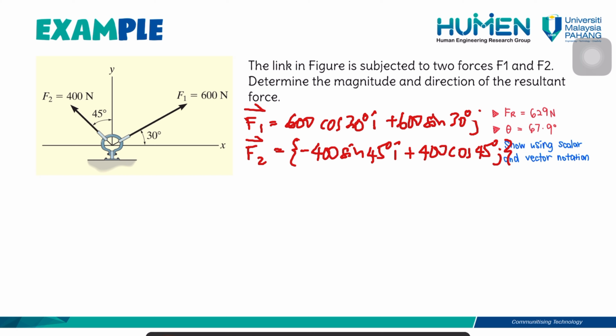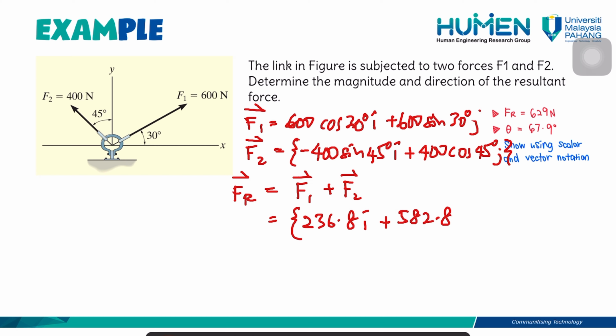Okay, and then for the resultant force, the vector FR equals vector F1 plus vector F2. So you get the bracket 236.8 i plus 582.8 j, Newton. So this is the answer, the resultant force as a Cartesian vector.